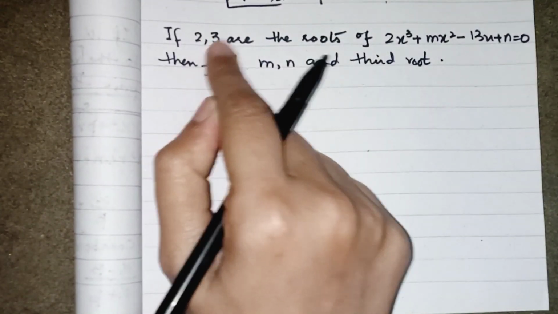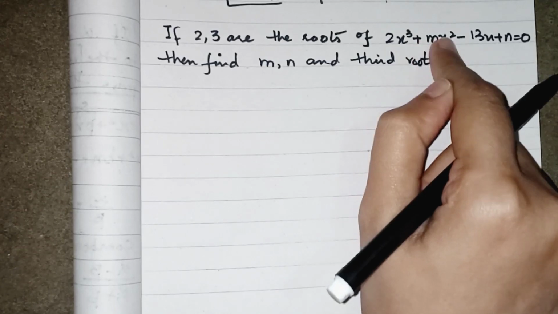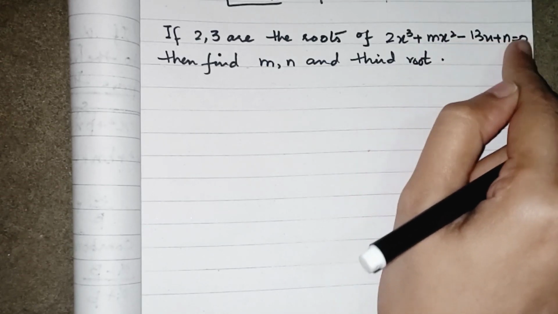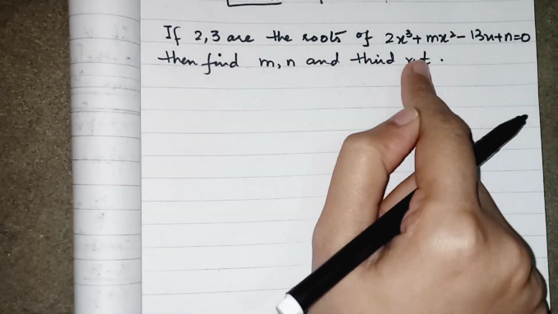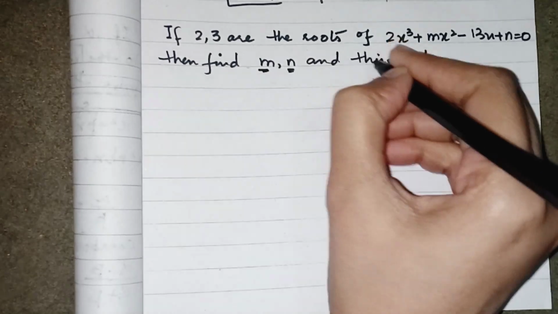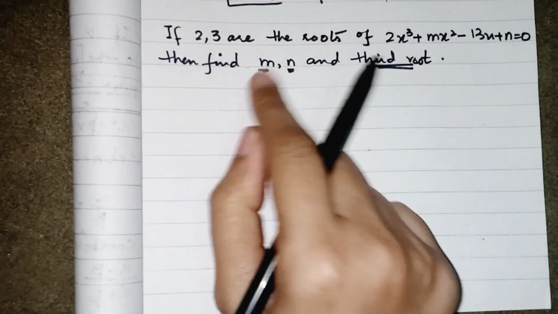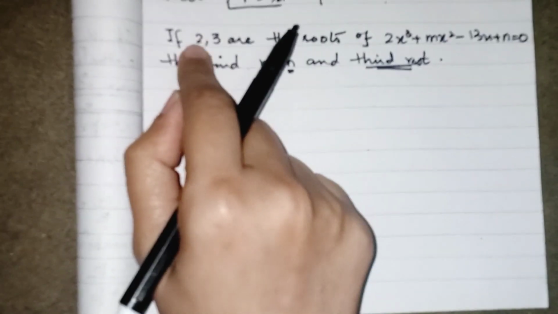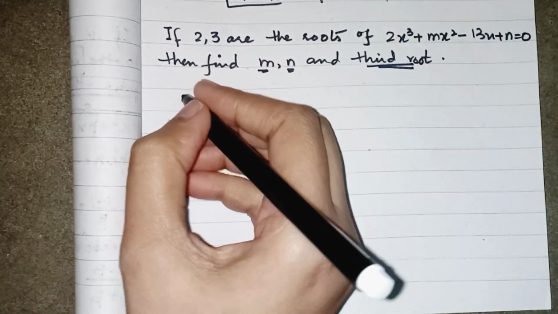If 2, 3 are the roots of 2x cubed plus mx square minus 13x plus n equals 0, then find m, n and the third root. Now what we have to find? m, n and the third root. So first find m and n, as we have roots already given, so we substitute them in the equation.